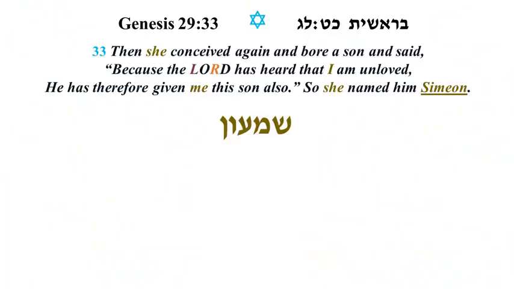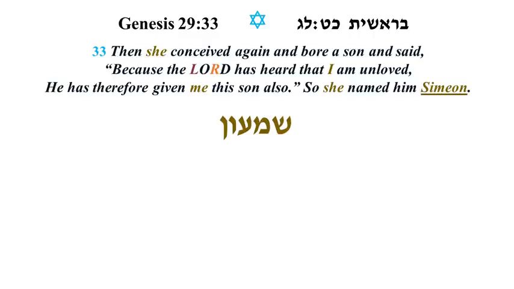Okay, let's go. Another Ayin is in Genesis 29:33. This is Jacob's wife, Leah. Then she conceived again and bore a son and said, because Yahweh has heard that I am unloved, he has therefore given me this son also.